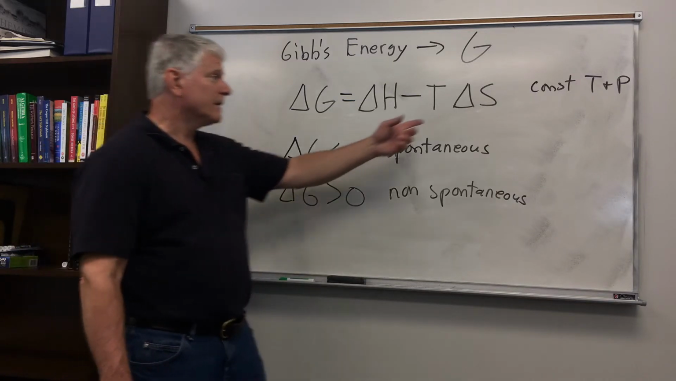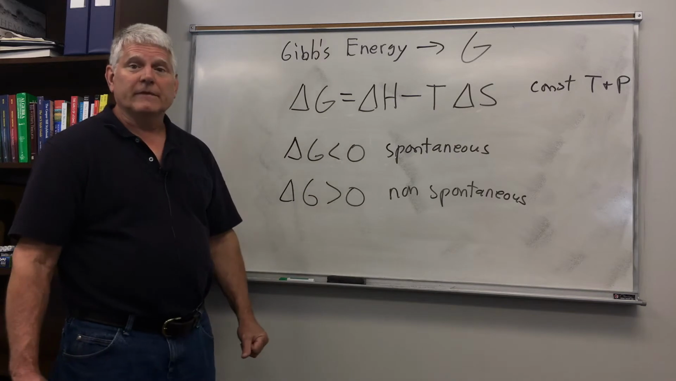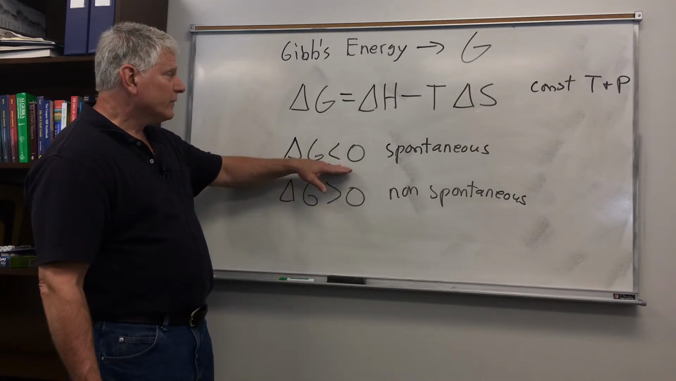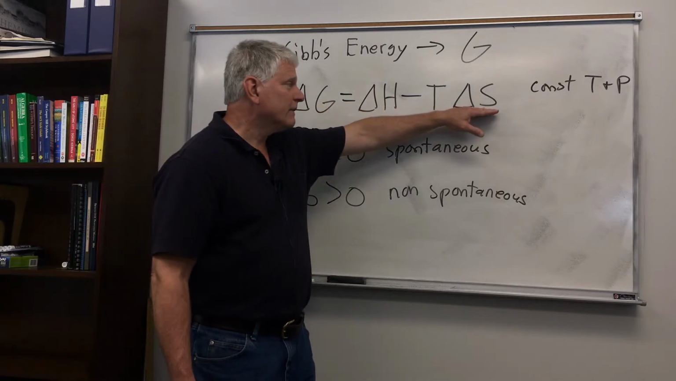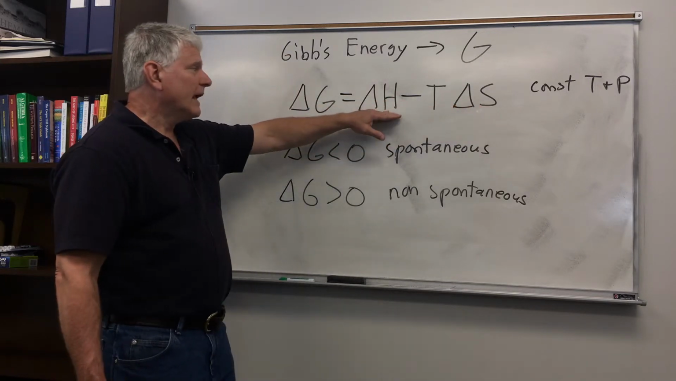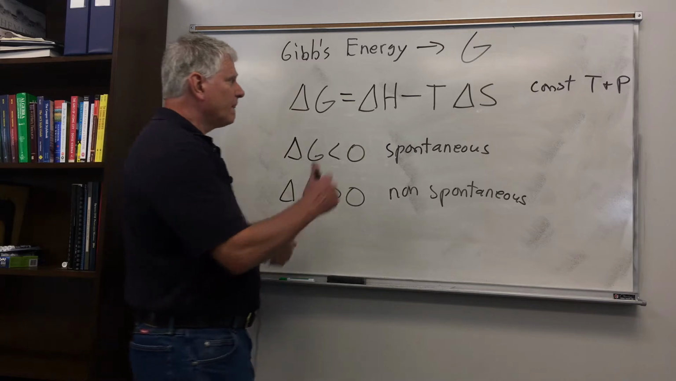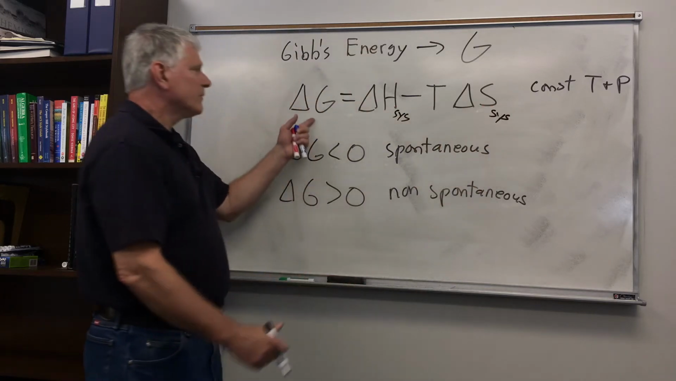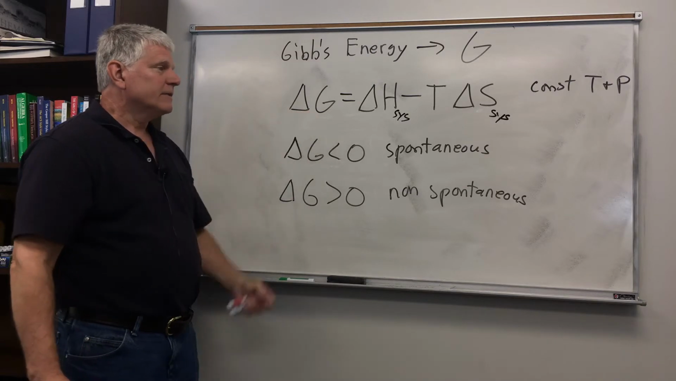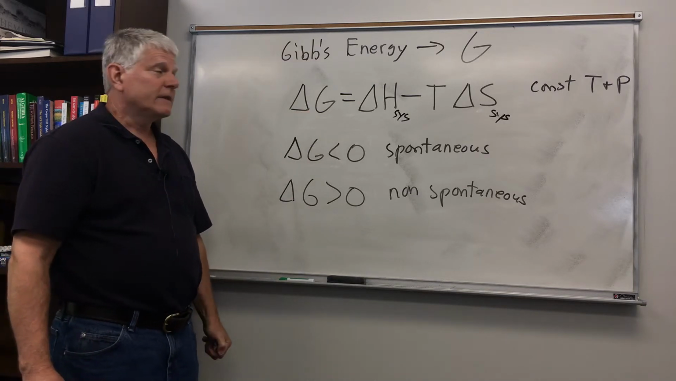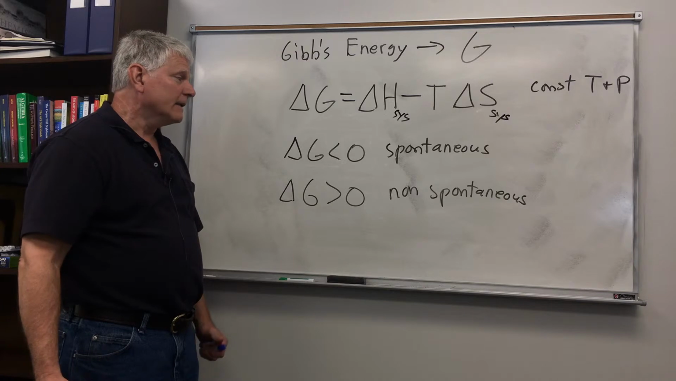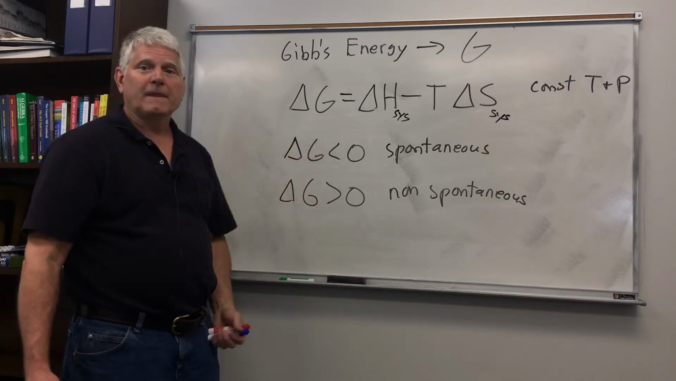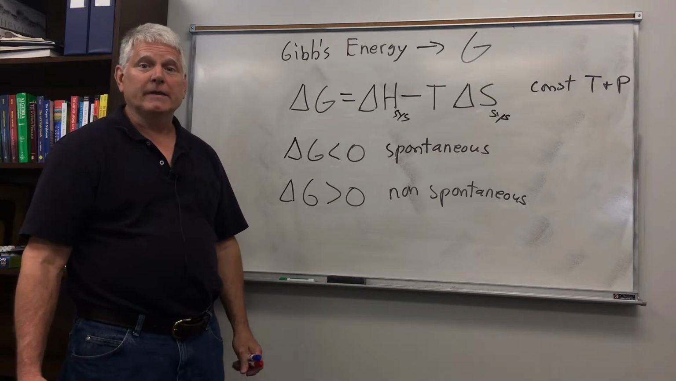So instead of having to add up delta S of the system plus delta S of the surroundings, we can use delta G, and we're going to use delta S of the system and delta H of the system. So this is of the system. We can use delta G to tell us if a process is not spontaneous or it is spontaneous. Now delta G just tells us if something can occur, if it's spontaneous.